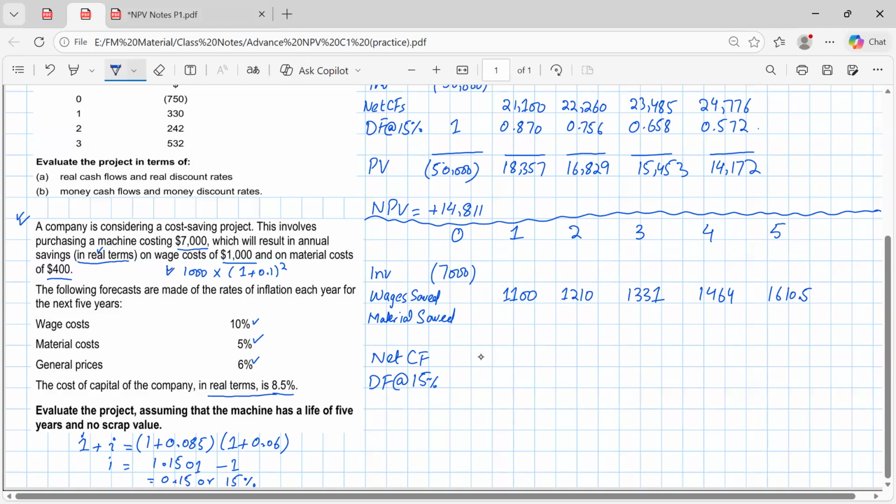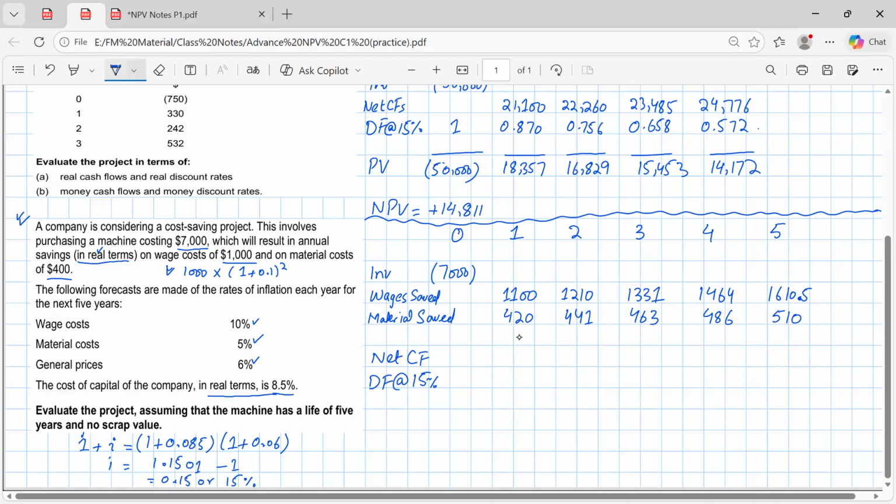Now for the material cost, what is the rate of inflation that you are going to use? 5%. Okay. Tell me what will be the cost saved for the first year? 420. For the second year, 441. For the third year, 463. For the fourth year, 486. For the last year, 510.